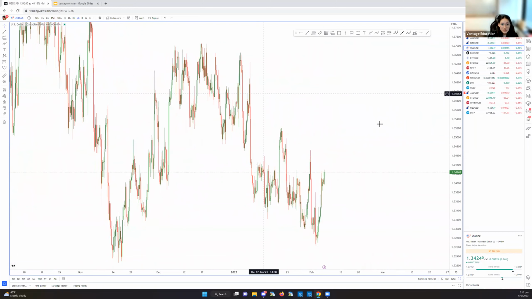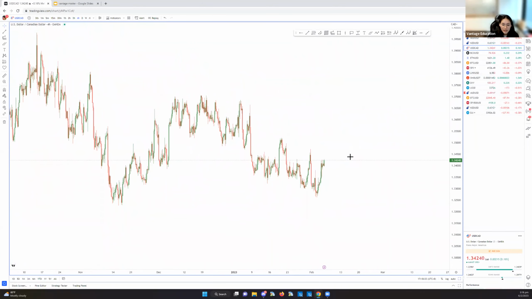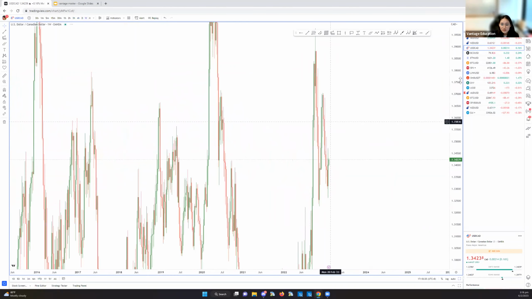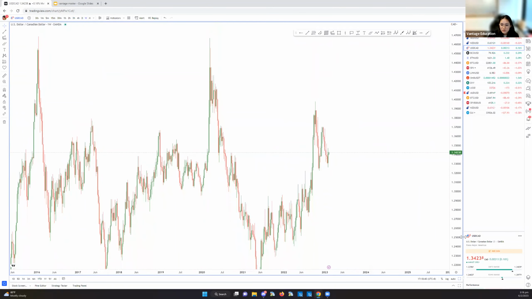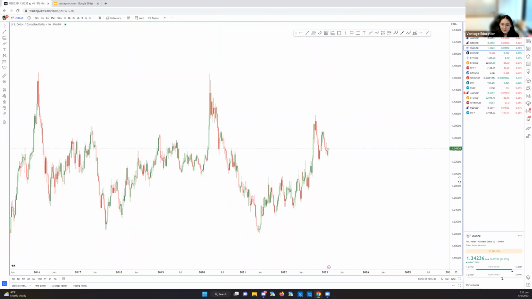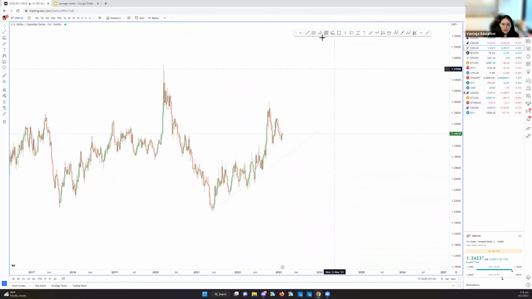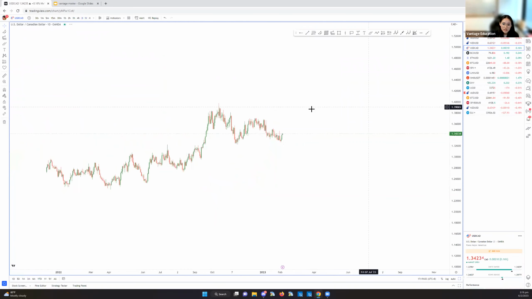Okay, so now let's take a look at dollar CAD. Similarly, I'm going to start off with our weekly time frame to get an overview of the general trend. So here we have an upward trend. There's a parallel channel here with price recently breaking out of our parallel channel. Okay, so now let's take a look at our daily time frame.